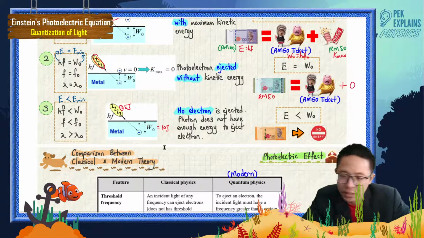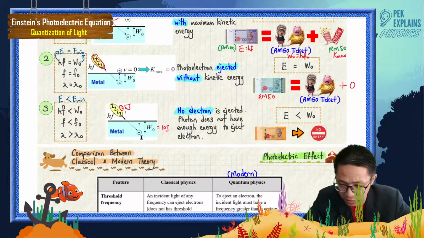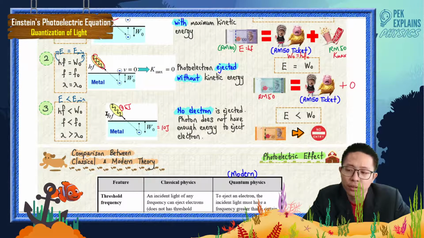So can you eject the electron? Cannot, because the energy of the incident photon is less than the minimum energy required, or the work function of the electron bound to the metal surface. So cannot eject the electron. No electron is ejected. The photon does not have enough energy to eject the electron. So although the electron absorbs the 5 joule, that 5 joule is not enough to overcome the 10 joule work function. Understand?